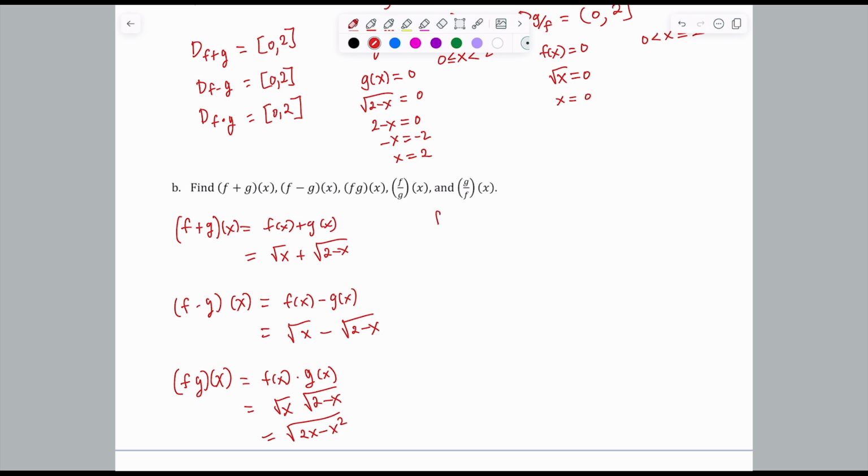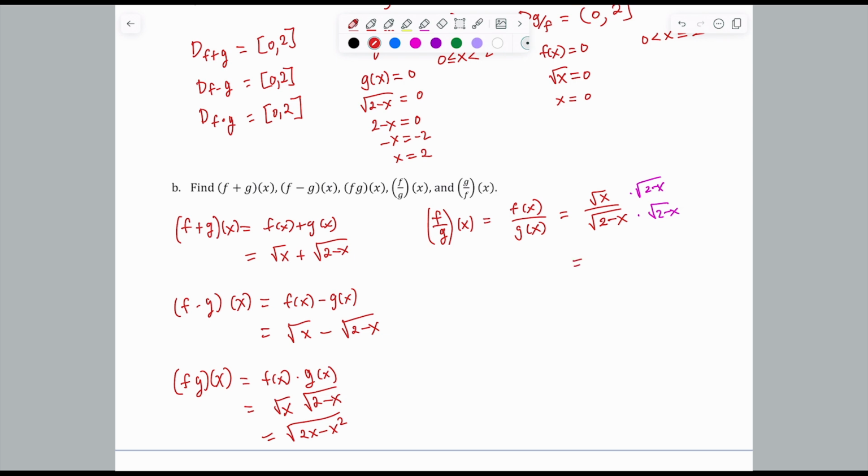All right, f over g of x. We got this equal to f of x over g of x. And so f of x is the square root of x over g of x, which is the square root of 2 minus x. For me, this is fine. Sometimes, though, we're asked to go further. Sometimes it's a bad thing to have a square root in the denominator for some reason. And so you might see some textbooks or videos might rationalize it where they're multiplying top and bottom here by the square root of 2 minus x. I don't think we need to do that, but I'm going to just show you for completeness here.